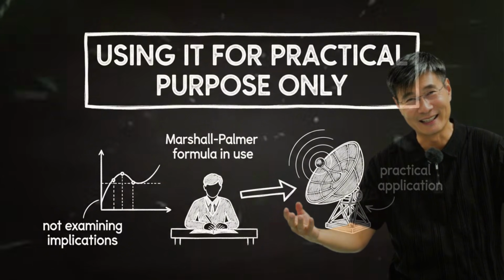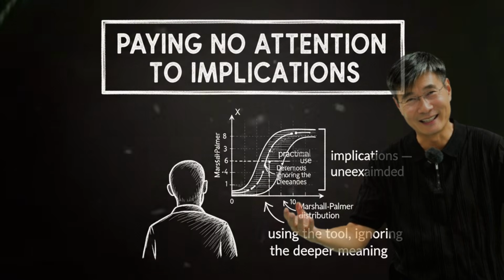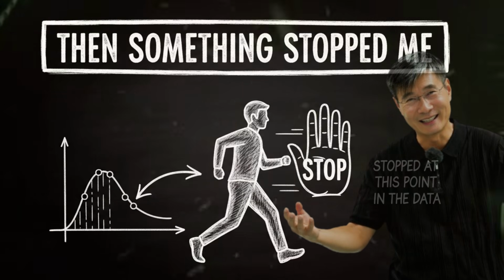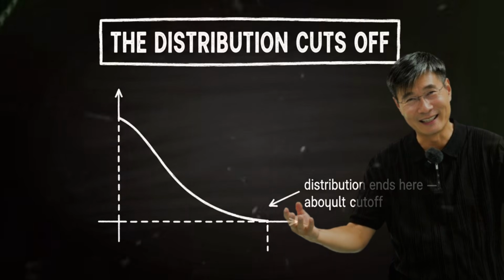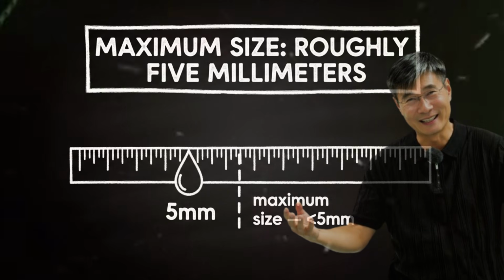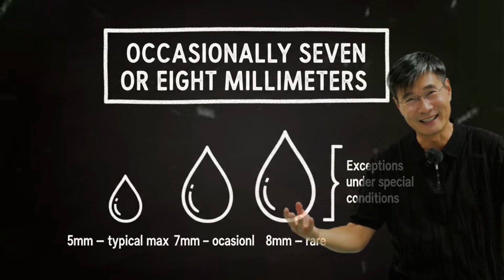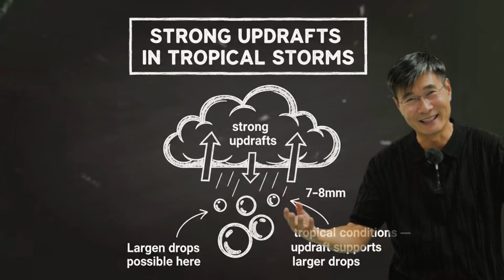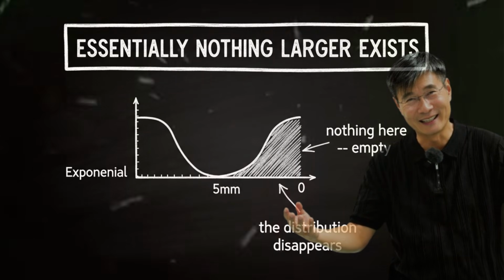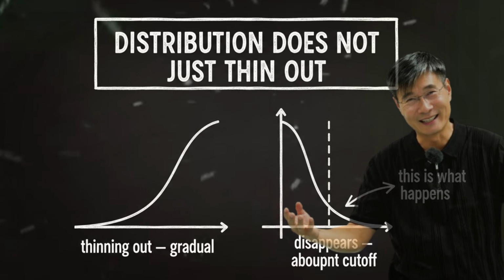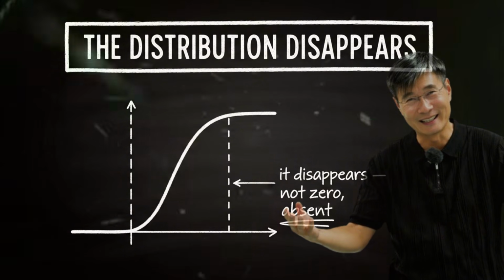I was using it for a practical purpose and paying no attention to its implications. Then something stopped me. The distribution cuts off. There is a maximum size for a raindrop, roughly 5 millimeters in typical rainfall, occasionally reaching 7 or 8 millimeters under strong updraft conditions in tropical storms, and then essentially nothing larger. The distribution does not just thin out at large diameters, it disappears.